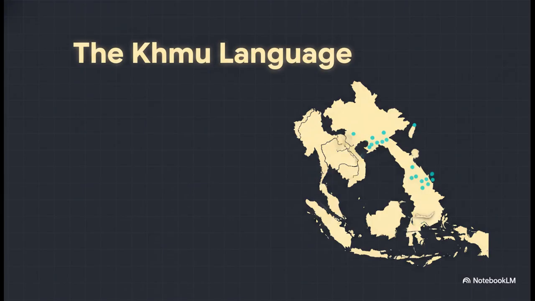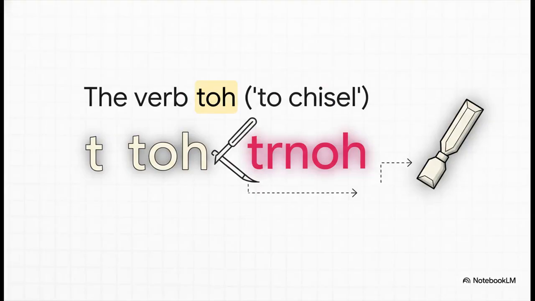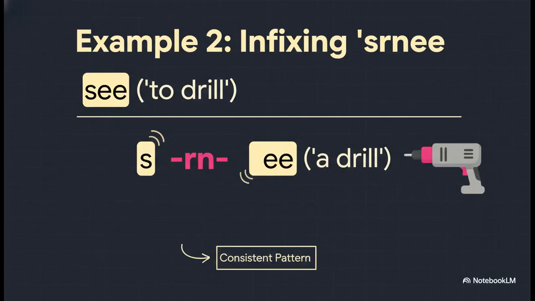To see how this works as a standard, everyday rule, let's take a look at the Khmu language, which is spoken in parts of Southeast Asia. In Khmu, putting an affix in the middle isn't for emphasis, it's a core part of their grammar. So check this out. In Khmu, if you have the verb do, which means to chisel, you can turn it into the noun for the tool, a chisel, by inserting the infix rn right smack in the middle of the word. And it's not a one-off.